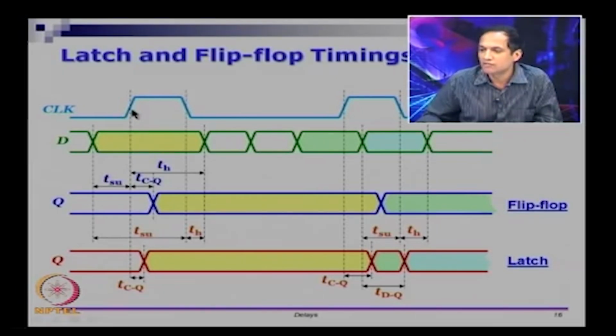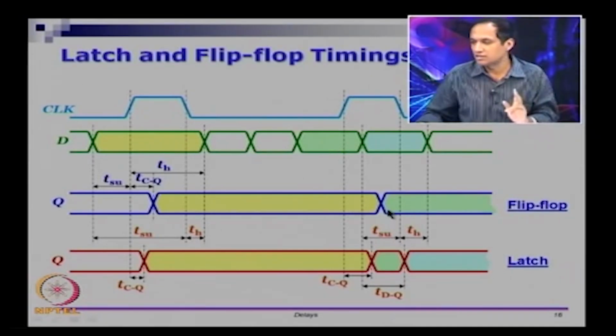So for a positive edge triggered flip flop, at this edge the value is yellow, which means I should get a yellow value, and at this edge the value is green, so I should get green. These are the two values that should be projected from the circuit. It should be yellow and green and nothing in between. So you should not be able to see the blue value, the white values and so on.